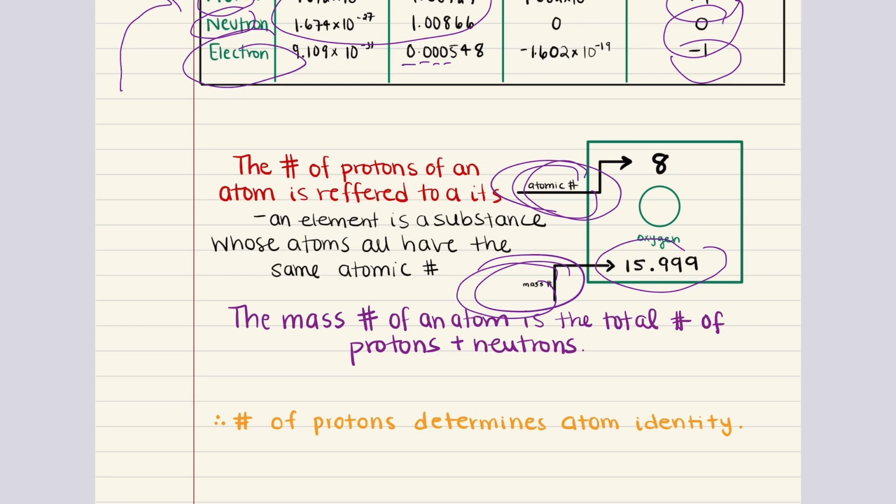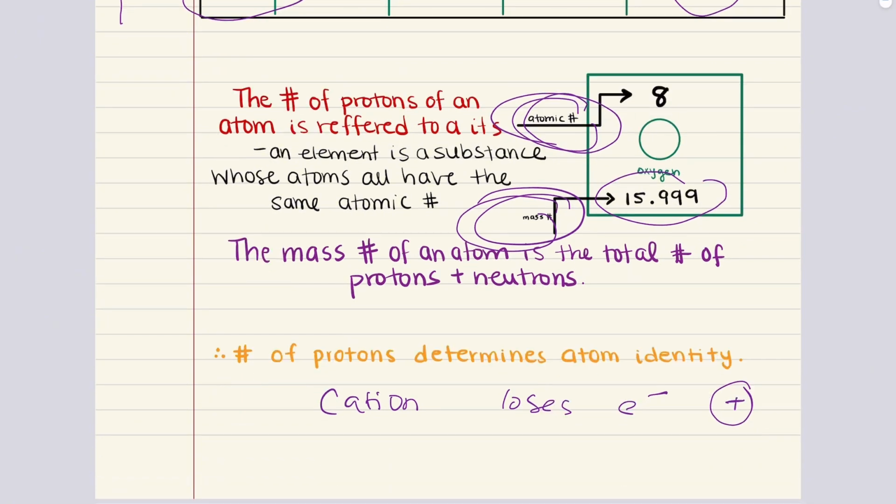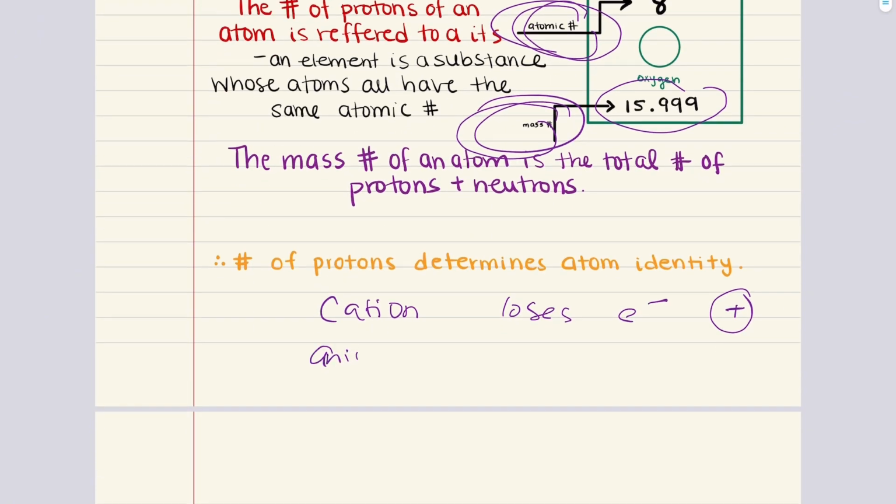is equal to 8. In addition to this, in a neutral atom, the number of protons is equal to the number of electrons, and that balances out the charges. However, atoms can gain or lose electrons and form ions. Cations are formed when an atom loses electrons, and that results in a positive charge. Anions are formed when an atom gains electrons, and that results in a negative charge. The magnitude of the charge directly corresponds to the number of electrons that are lost or gained.